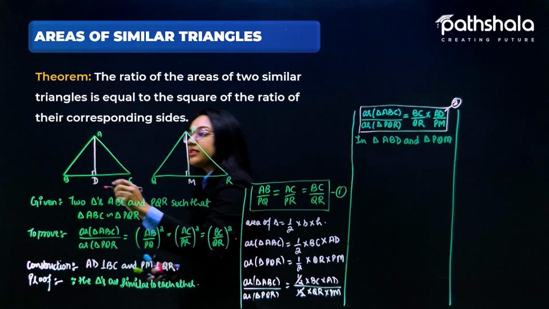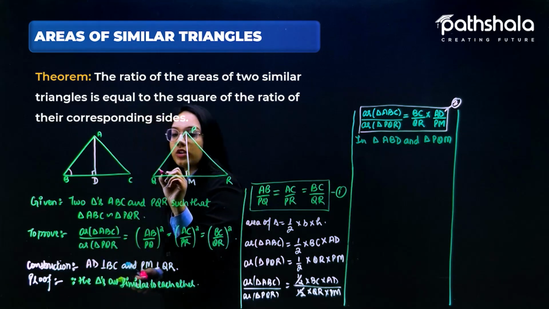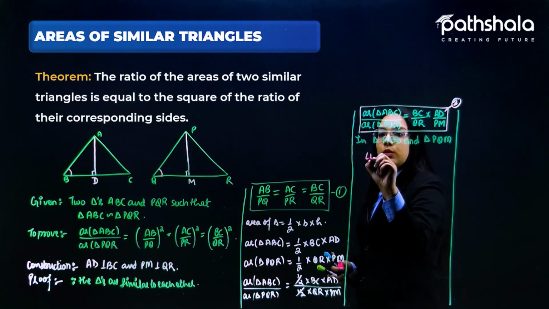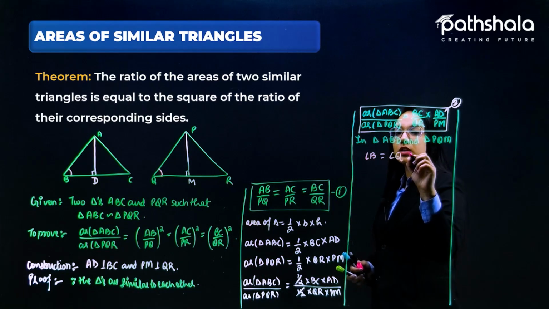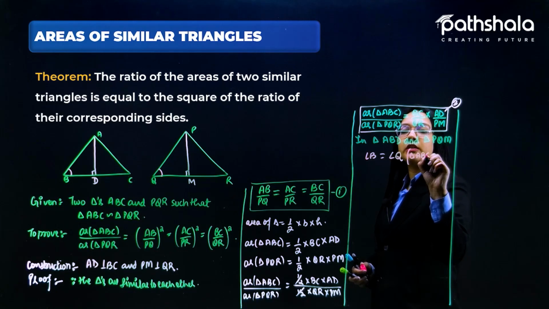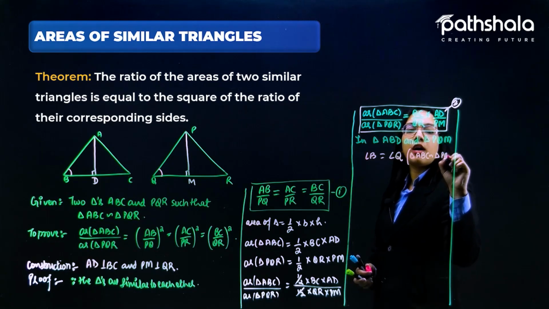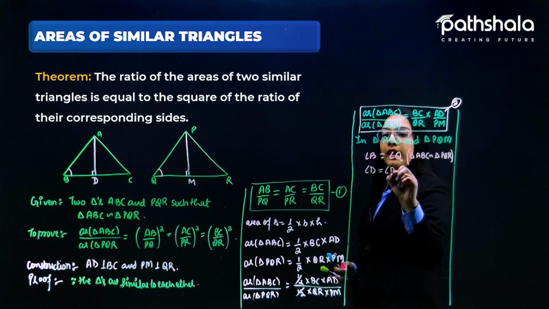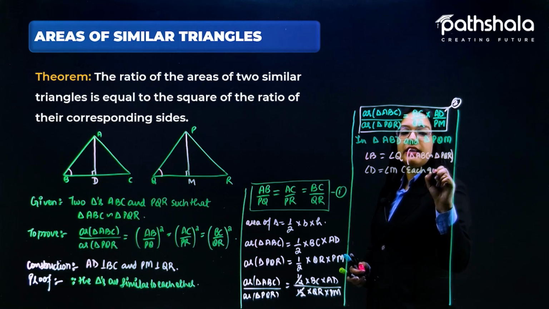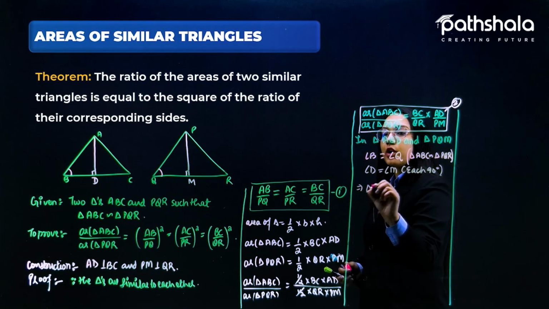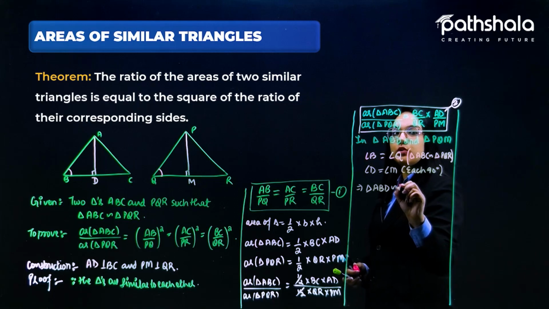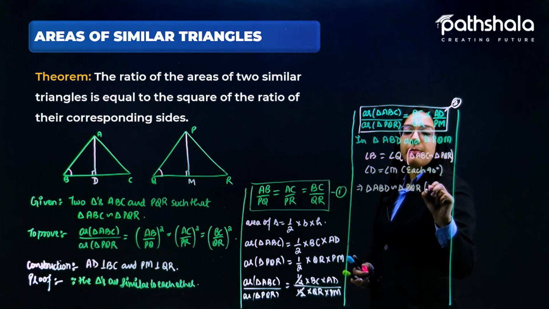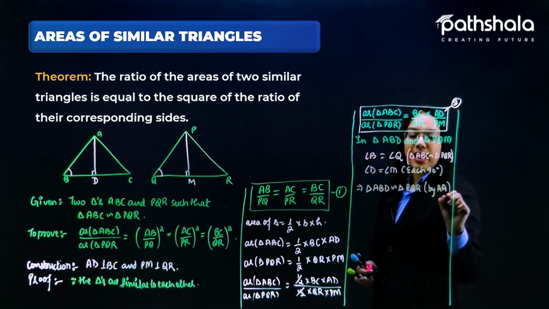PQM, we can see that angle B is equal to angle Q, because the two triangles ABC and PQR are similar, so their corresponding angles are equal. Further, angle D is equal to angle M because each is 90 degrees. So triangle ABD is similar to triangle PQM by the angle similarity criterion.